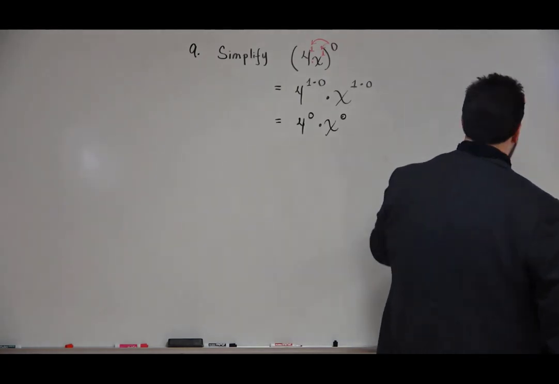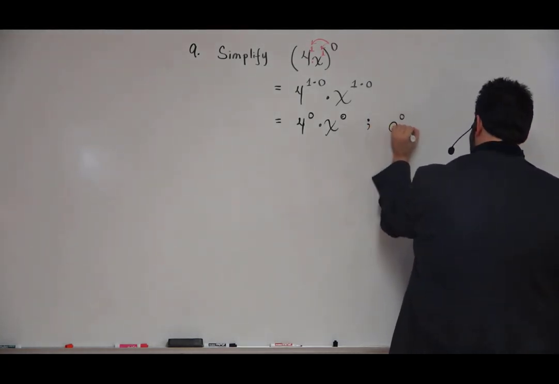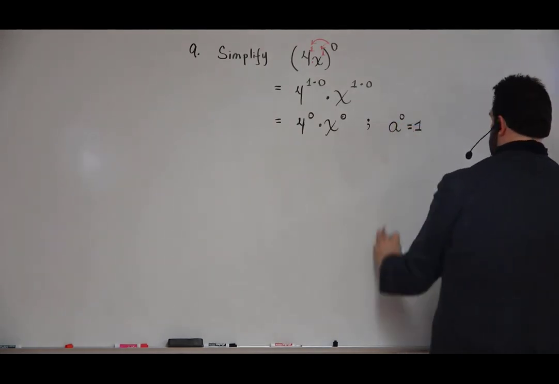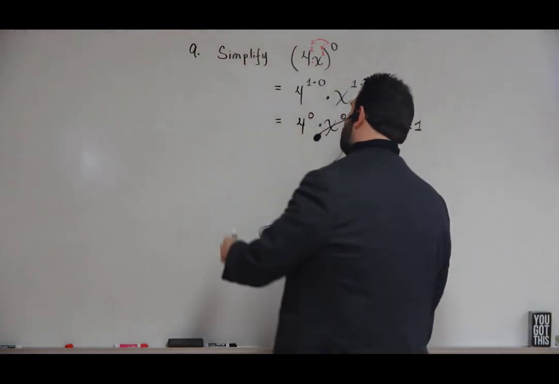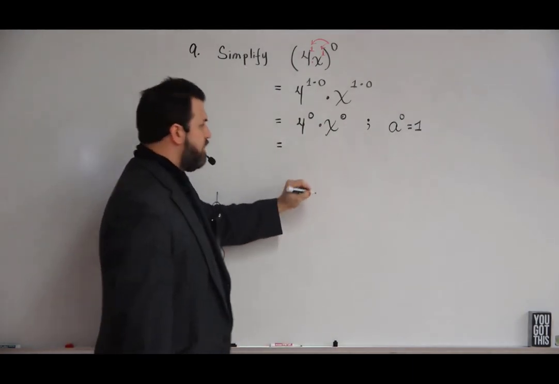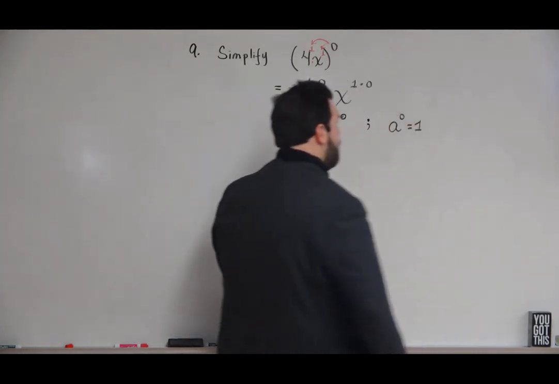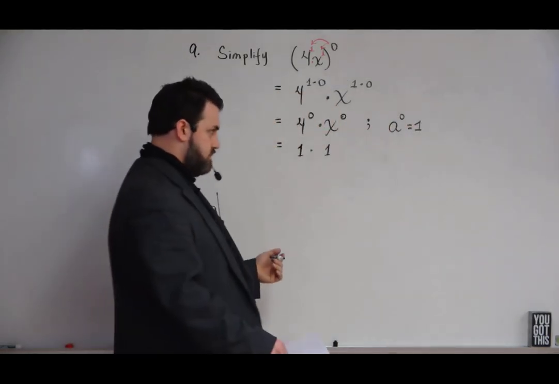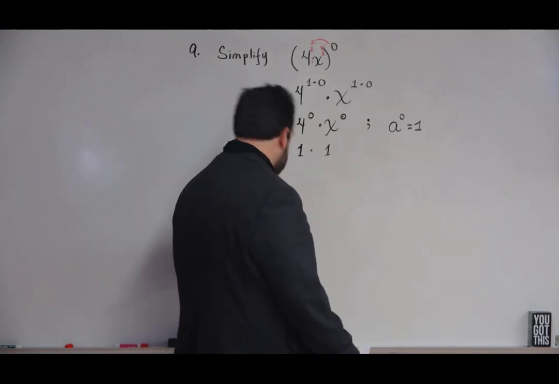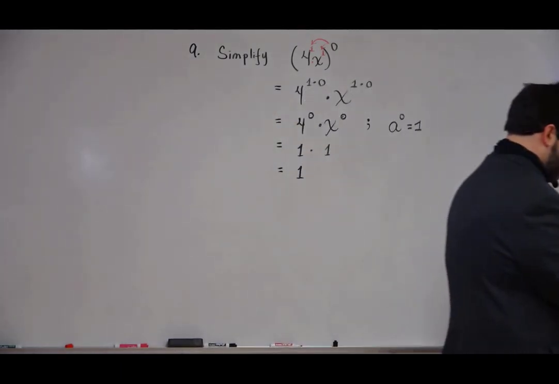Okay? Well, recall that anything raised to the power of 0 is 1. I keep running into this 0 exponent rule. So we just replace both of these with 1s. 1 times 1. Well, 1 times 1 is just 1. Okay, so final answer, 1.